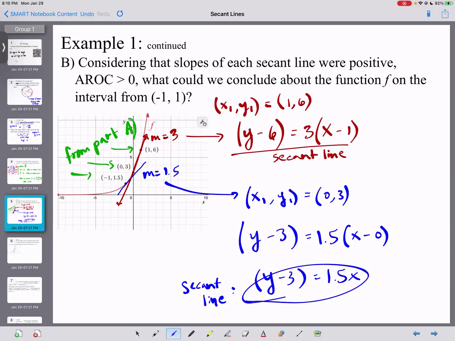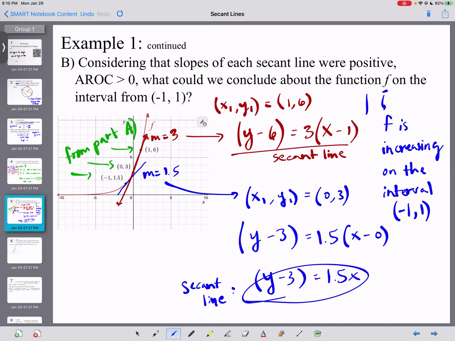So what can we conclude? Because the slopes were positive, we can conclude that this is an increasing function. This function's name is f. So we could say f is increasing on the interval -1 to 1. That's what we could determine because the AROC was positive.